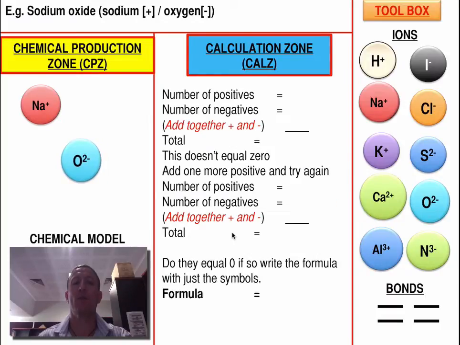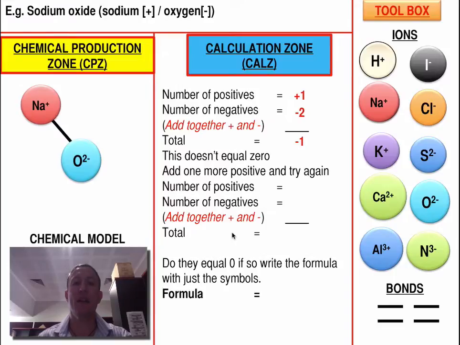Now straight away you will notice that the sodium ion is 1 plus and the oxygen ion is 2 minus. Let's join them together with a chemical bond. So let's do our calculation in the calculation zone. We see the number of positives equals +1. The number of negatives equals -2. If we add those two numbers together, we get the value -1.